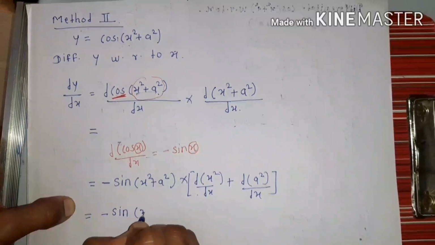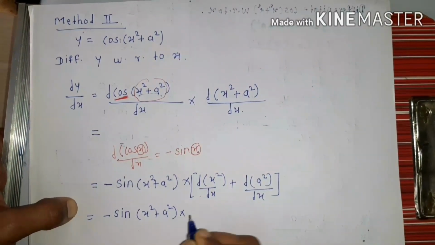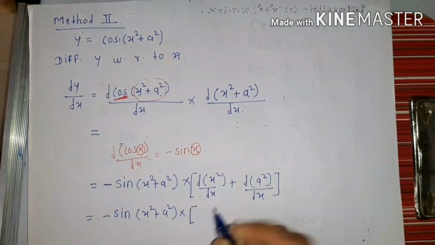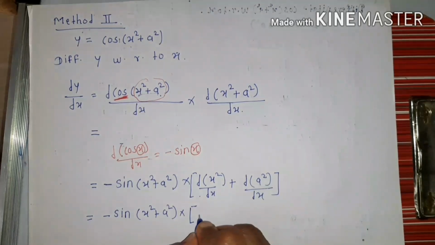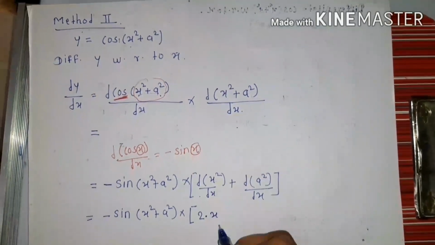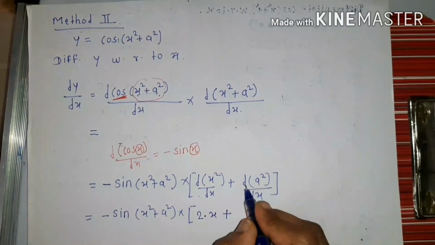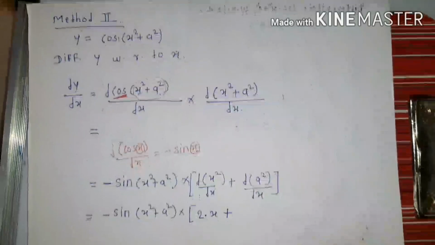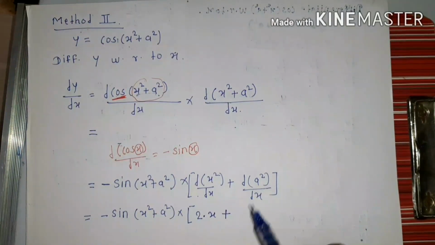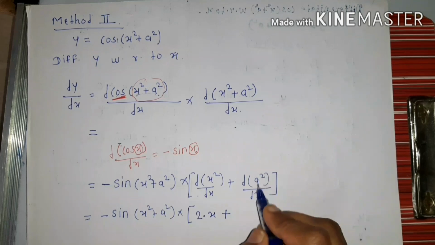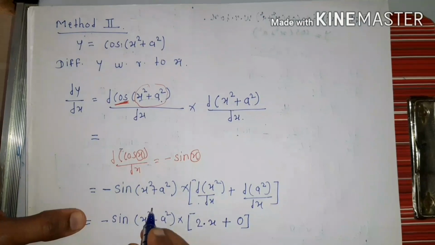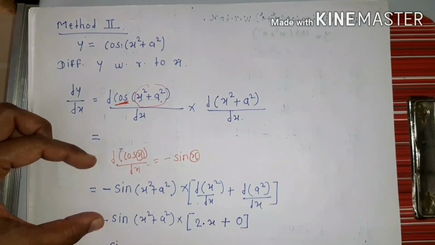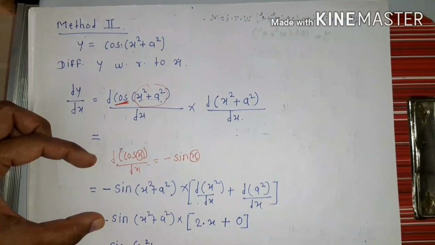into differentiation of x square, by using the x raised to n formula, that is n into x raised to n minus 1. n is 2 here and 2 into x raised to n minus 1 is 2x, and plus differentiation of a square with respect to x, but a is a constant number, that's why the differentiation is 0, and this is equal to minus sine of x square plus a square into 2x.